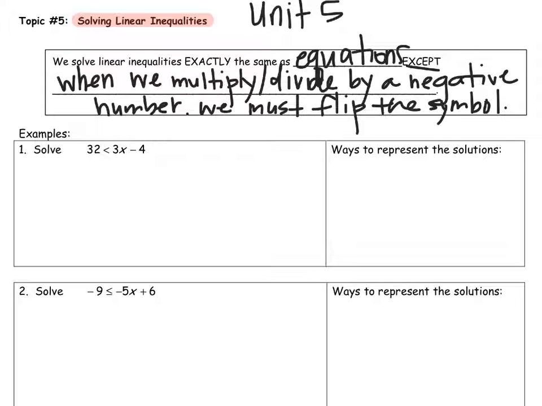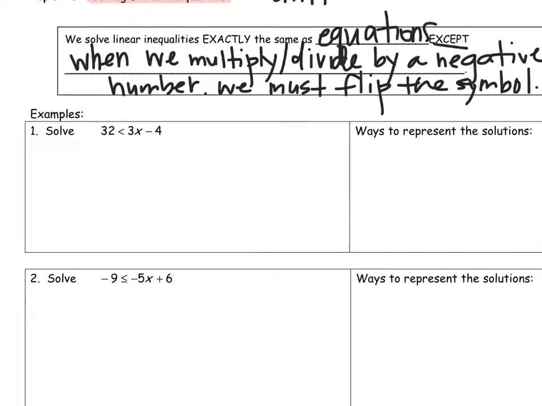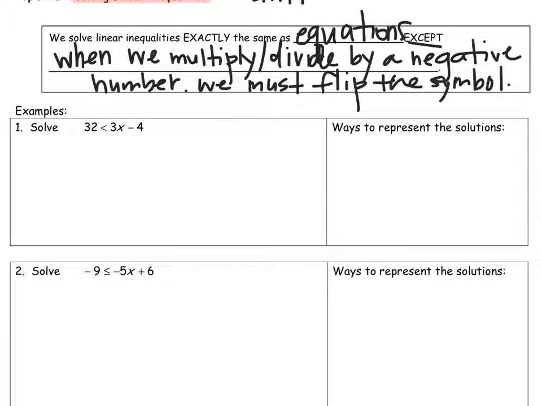So this is what we just wrote down as our notes. Now we're going to do one example together. Remember, it's exactly the same as equations, except when we multiply or divide by a negative, we flip the symbol. So let's look at number 1 right here. 32 is less than 3x minus 4.